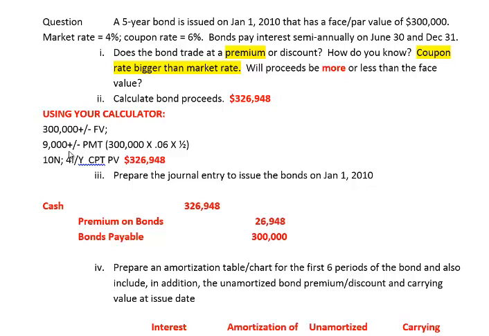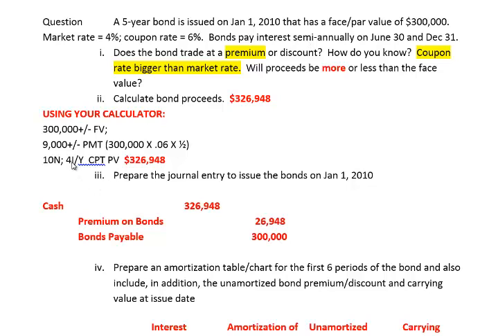We calculate our PMT, which is the semi-annual amount of interest that will be paid to investors, and we calculate that by multiplying the face value times the coupon rate. Because it's a semi-annual bond, we're going to be paying 6%, which is an annual rate, every 6 months. So if this is the annual, we want it for every 6 months, so we multiply by a half, and that gives us 9,000. We know that the number of interest payments we're going to be making is 10, because it's a 5-year bond and the bond pays interest semi-annually.